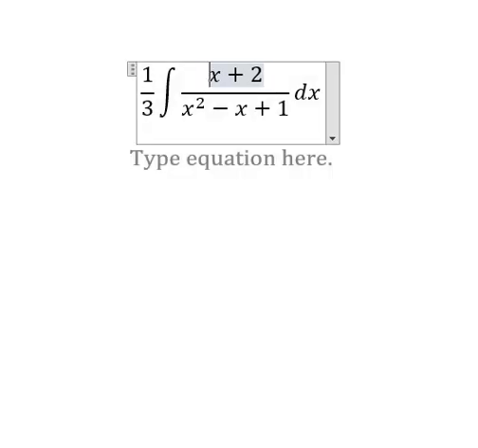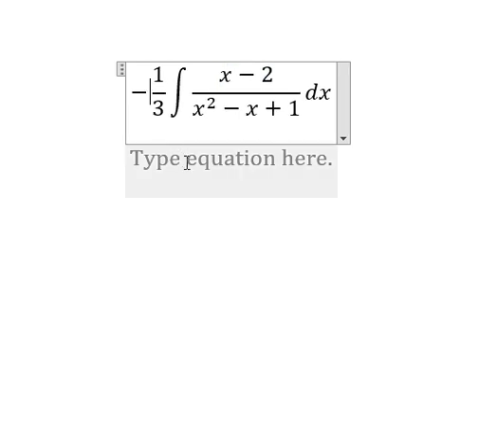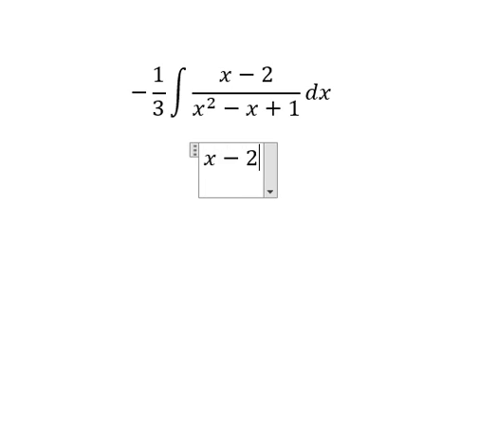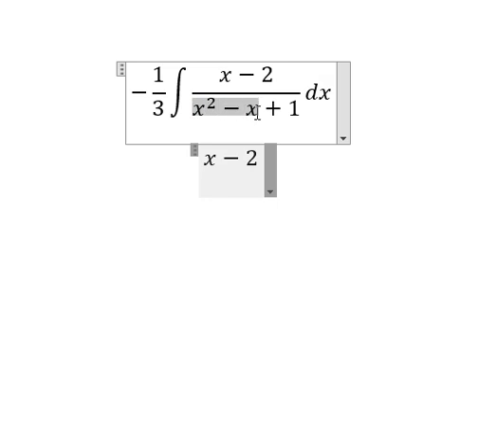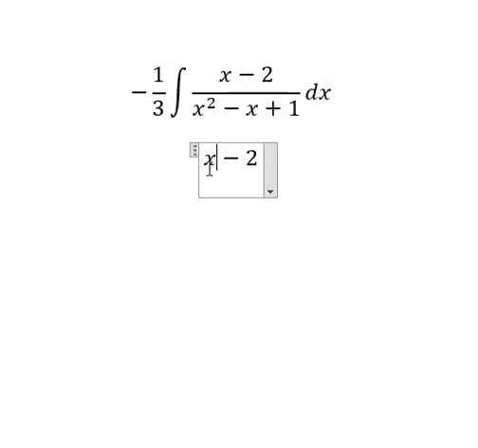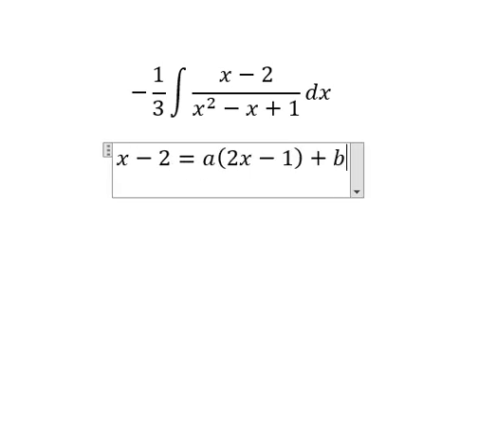Now in my numerator, I'll factorize this x. There'll be minus, and then I'll put the minus sign that I factorize out of the integral. Now I'm going to write x minus 2 in terms of 2x minus 1, because if I differentiate x squared minus x plus 1, I get 2x minus 1. So writing x minus 2 in terms of 2x minus 1, I'll write it as a times (2x minus 1) plus b, because a linear form is always in the form ax plus b.